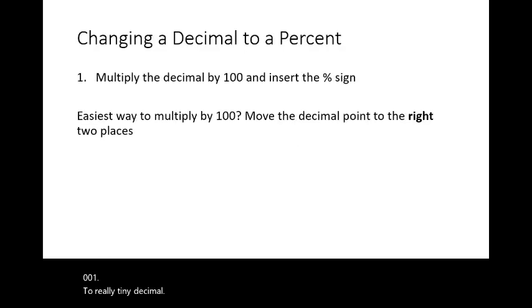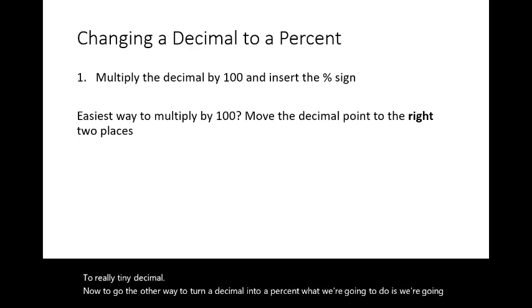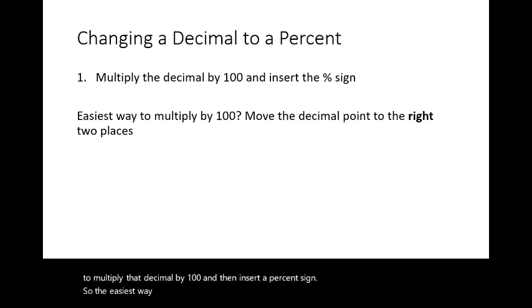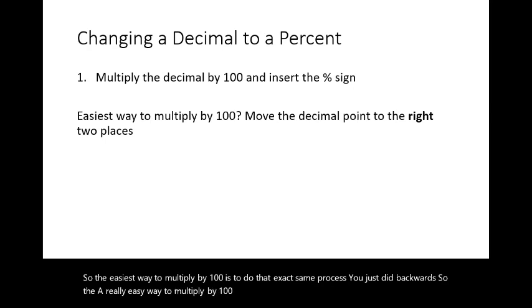Now to go the other way, to turn a decimal into a percent, what we're going to do is multiply that decimal by 100 and then insert a percent sign. So the easiest way to multiply by 100 is to do that exact same process you just did backwards. So a really easy way to multiply by 100 without a calculator is to move the decimal point to the right 2 places.